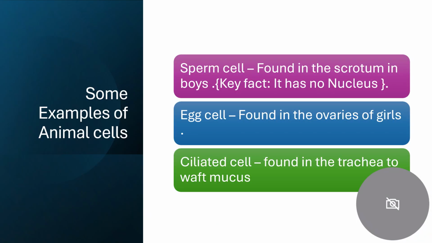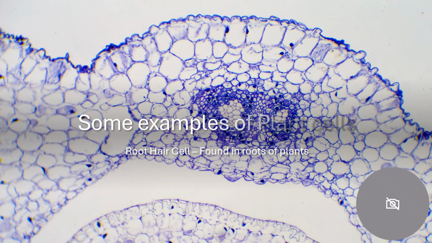Sperm cell, found in the scrotum in boys. Key fact, it has no nucleus. Egg cell, found in the ovaries of girls. Ciliated cell, found in the trachea to waft mucus. Some examples of plant cells. Root hair cell, found in roots of plants.